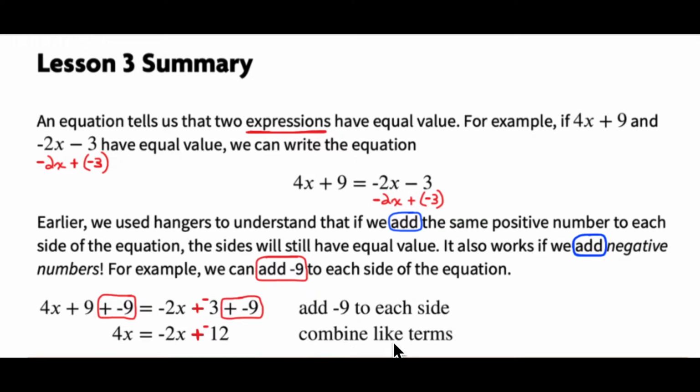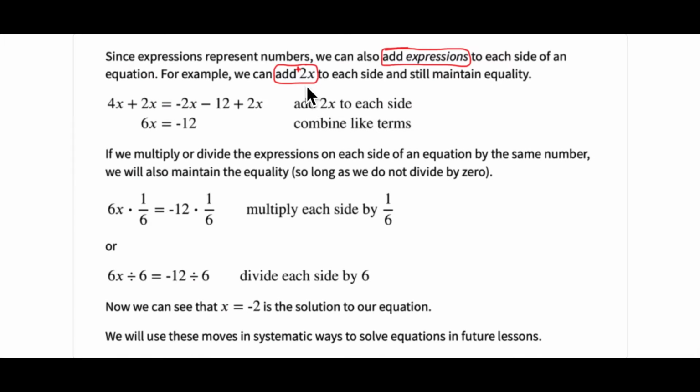And this is called combining like terms. You're getting all the x's together, and you're getting all the numbers together, which are called constants. Now, we haven't gotten all the x's together just yet, but you can actually add expressions to both sides as well. So we have a negative 2x here, so if we add a positive 2x, this positive 2x plus this negative 2x equals 0, so you're left with negative 12.